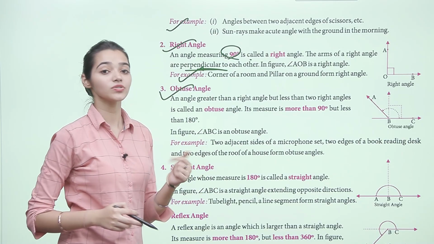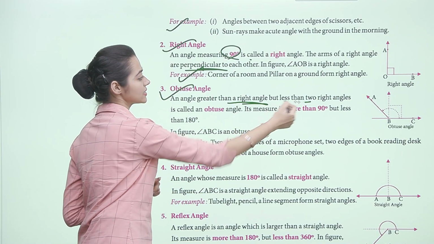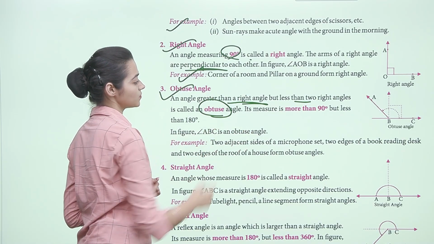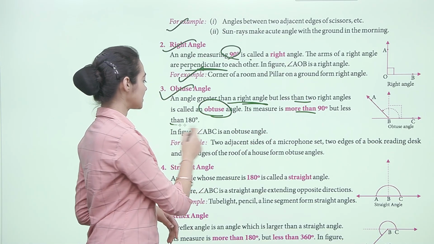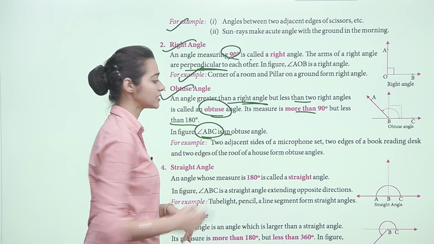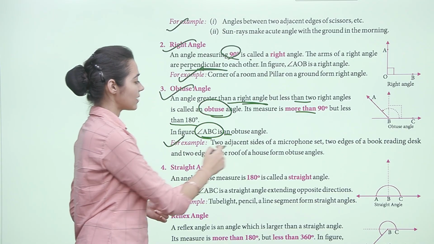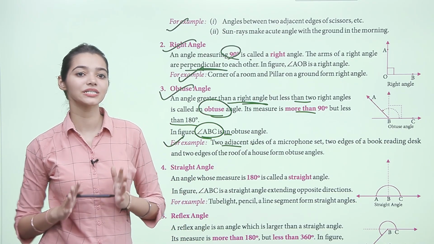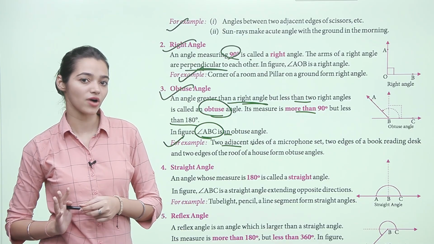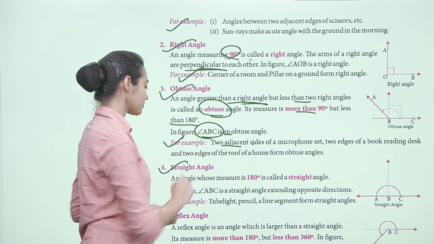Obtuse angle: an angle which is greater than a right angle but less than 2 right angles is an obtuse angle. That means its measure is more than 90 but less than 180 degrees. Here angle ABC is an obtuse angle. For example, two adjacent sides of a microphone stand, two edges of a book reading desk, and two edges of the roof of a house form obtuse angles.